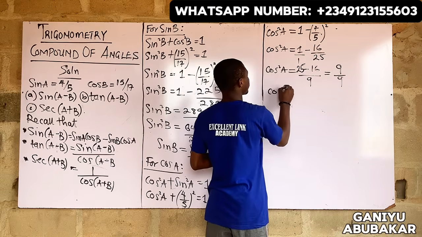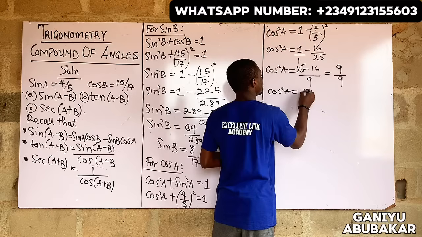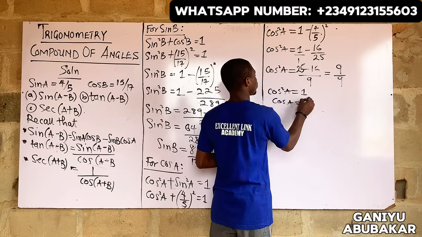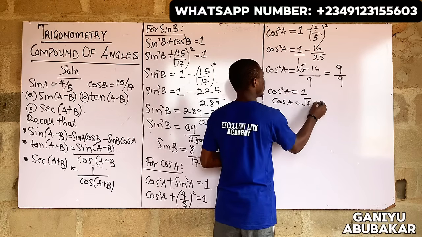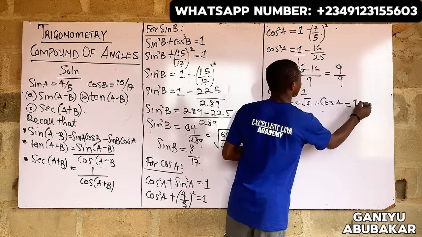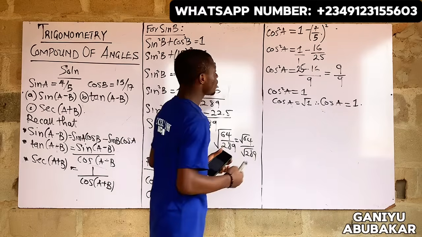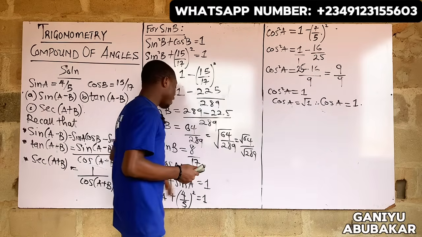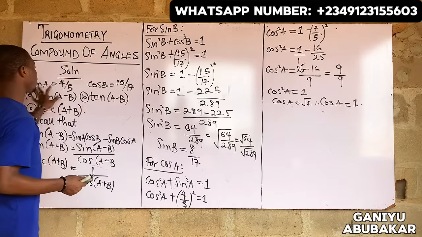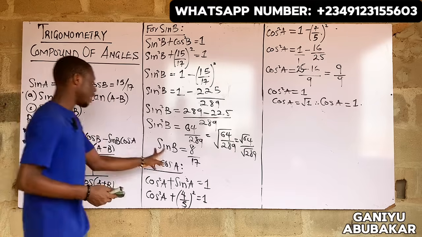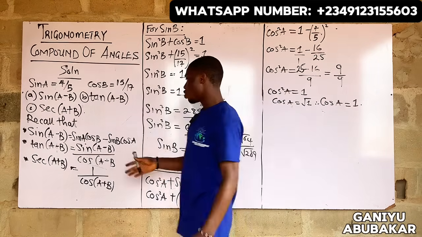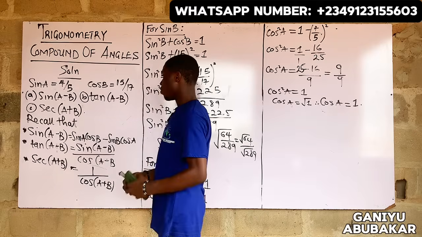I'll have that cos squared A equal to 1. Take the square root here, you have that cos A is equal to the square root of 1. So therefore, cos A equal to 1. Alright, at this point now, I've gotten my cos A, my value for sine A, cos B, sine B, cos A, right? So let's get what we are asked to look for.